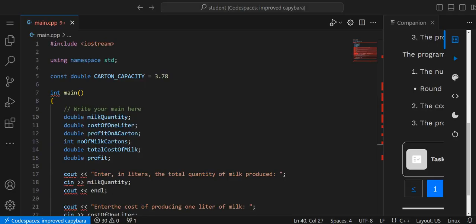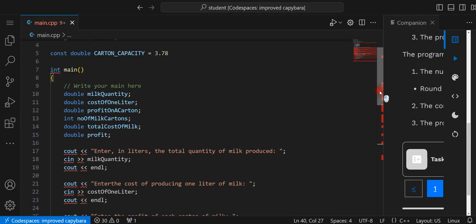So we got our constant double carton capacity equals 3.78. That looks good. Our variables: double milk quantity, double cost of 1 liter, double profit on a carton, integer number of milk cartons, and double total cost of milk, and then another double profit. That looks good. So we'll get on to our next cancel out.